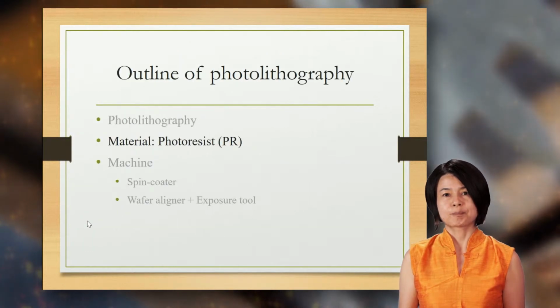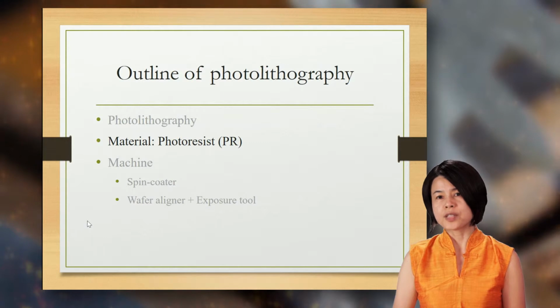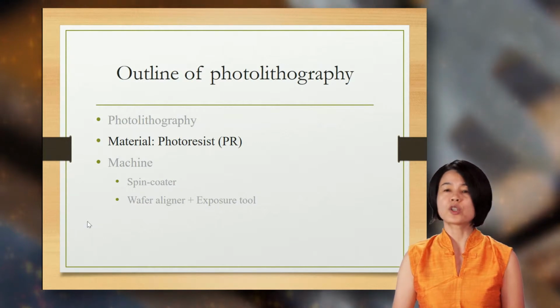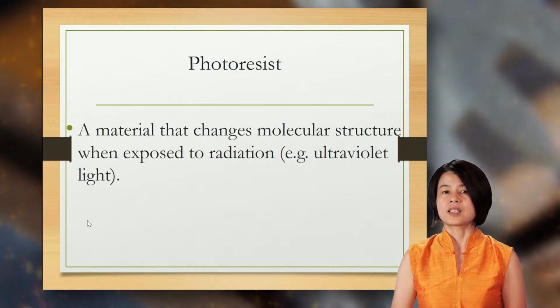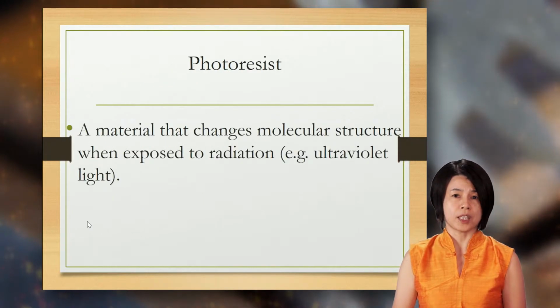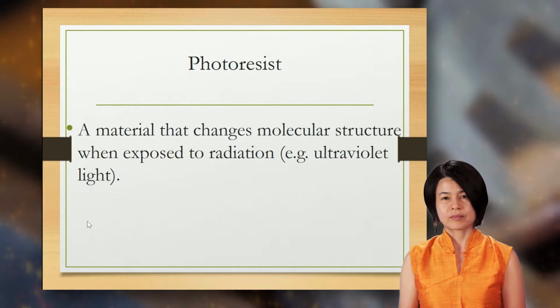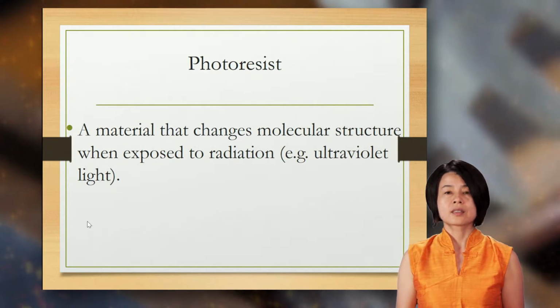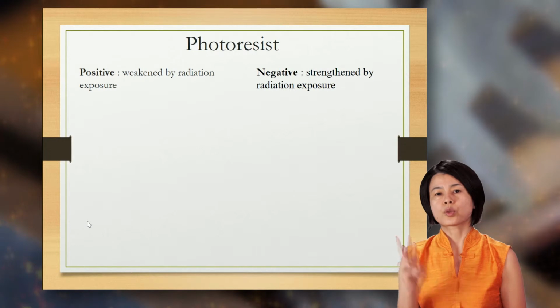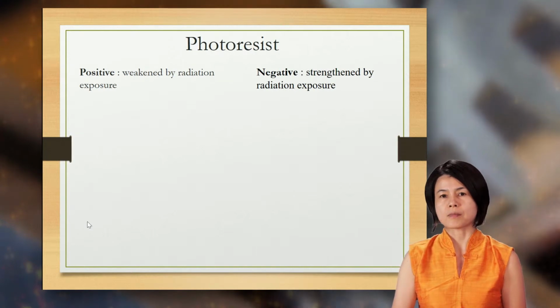Look at the outline again. It requires a photosensitive material or photoresist, PR. Firstly, a photoresist is a material that changes molecular structure when exposed to radiation, something like ultraviolet light. Secondly, there are 2 types of photoresists, positive and negative types.